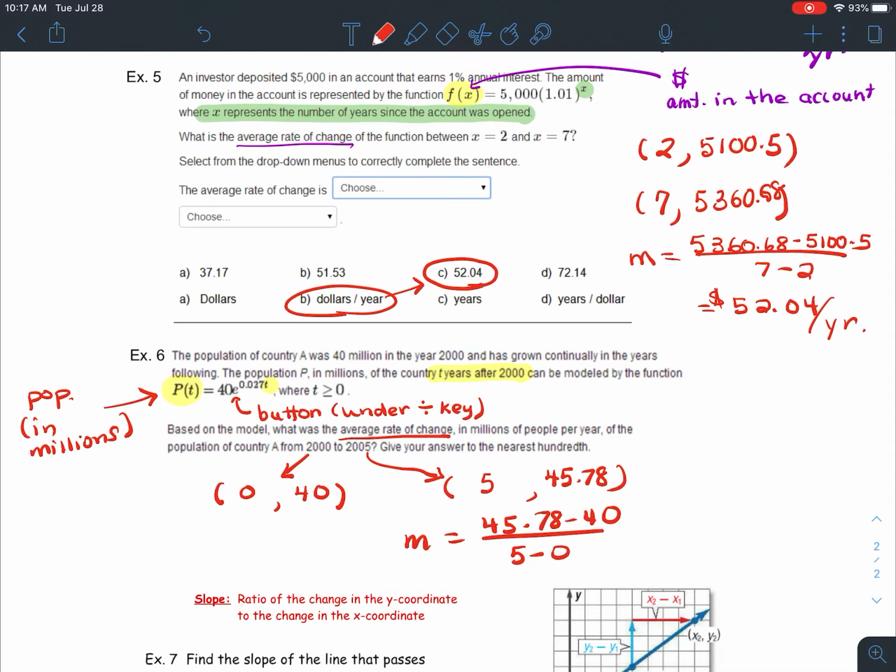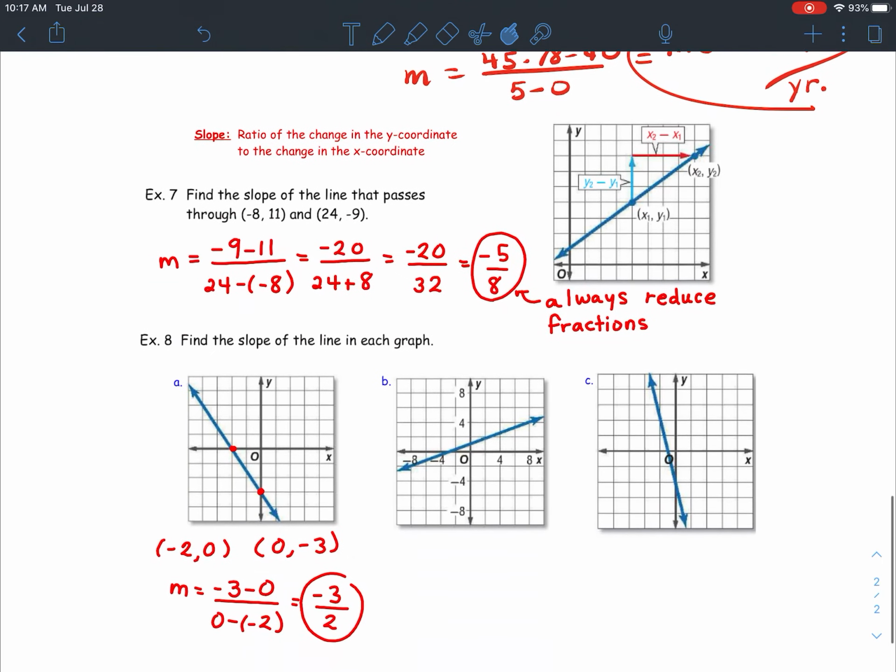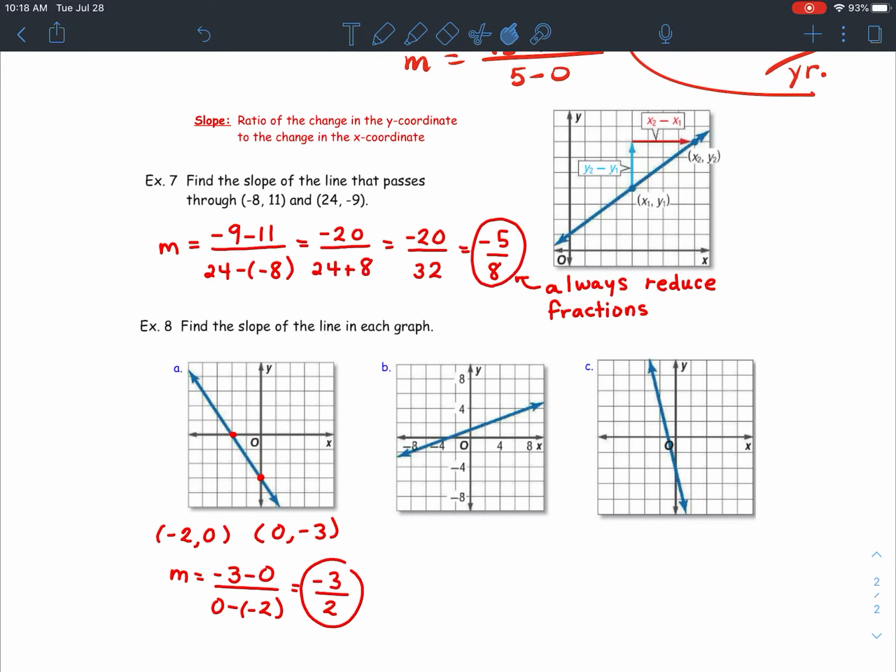We're going to go ahead and throw this into the slope formula. y's in the top, x's in the bottom. This is how I'm going to label this. This should be millions of people per year. That's how that's going to get labeled, y variable per x variable. Let's bring this to a close with just these few problems down here at the bottom.